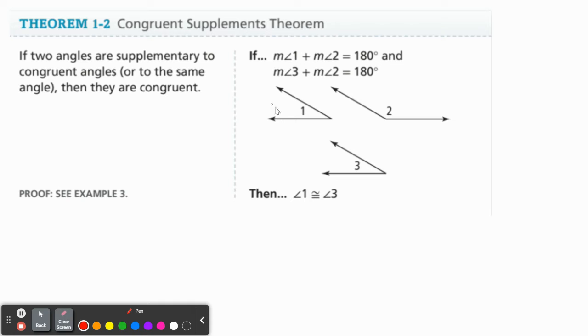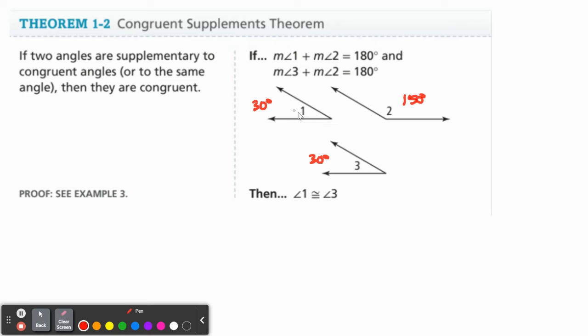So let's say that angle 1 is 30 degrees. Well, then angle 2 must be 150 degrees because 30 and 150 make 180. If angle 3 and angle 2 add up to 180, angle 2 cannot change, so it's still going to be 150. So what does angle 3 have to be? Angle 3 has to be 30 because 30 and 150 are 180.